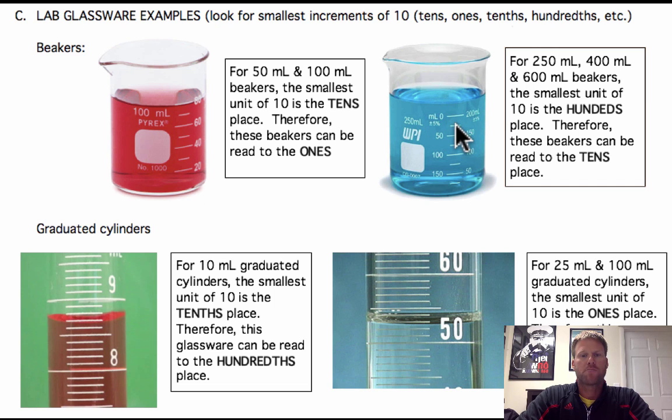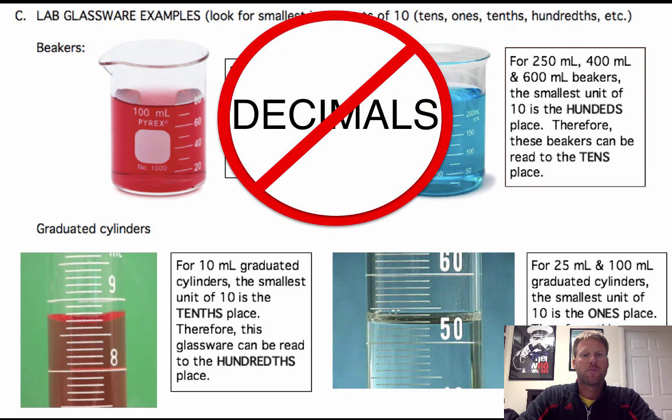You may notice markings every 25 or 50 milliliters, like on the beaker shown here. But you must have a consistent increment of 10 to read the glassware precisely. These beakers should be read to the tens place. An easy thing to remember when using beakers is that the volume readings will never have decimals.